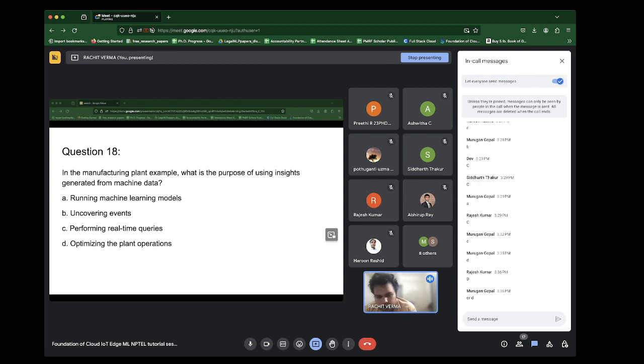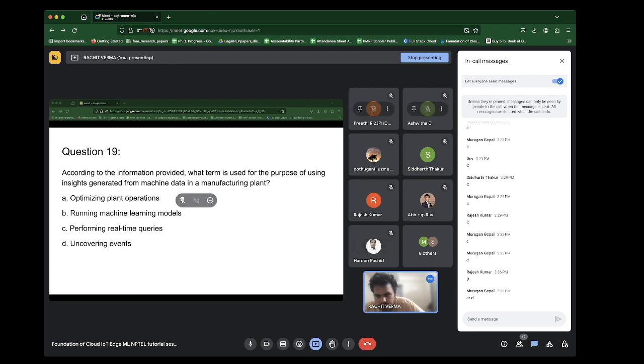In order to obtain these insights, we may perform real-time queries, we may uncover some events, and we may run machine learning models or something along those lines. So in that sense, D is the correct answer. According to the information provided, what term is used for the purpose of, oh, I'm sorry, I think this is a repeat question.